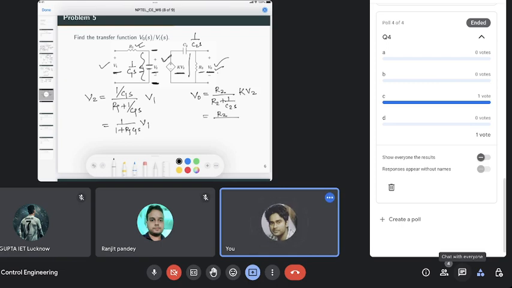R2 by 1 plus R2 C2s times KV2, and you have already computed V2, so you just substitute there. R2 by 1 plus R2 C2s into 1 plus R1 C1s.